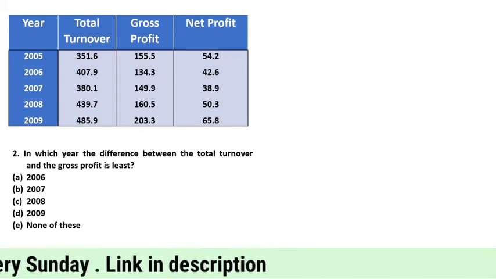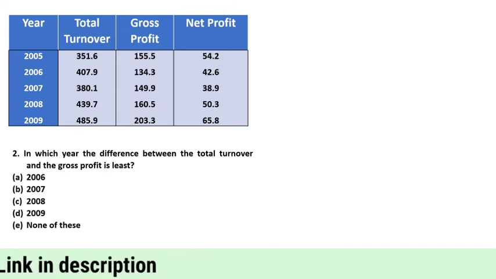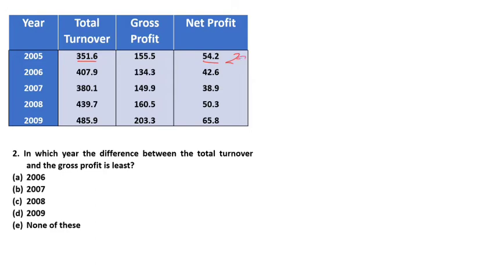So here you can see the turnover is how much. In 2005, the turnover is approximately 351 and profit is 54. So what is the difference between 351 and 54? So here you can say it is near about 297, and here it is 407.9. Here it is 42. So 407.9, I can take it as 408. Difference will be approximately equal to 366. Here 380.1 and 38.9. This 38.9 you can take it as 39. So approximately here it will be equal to what?